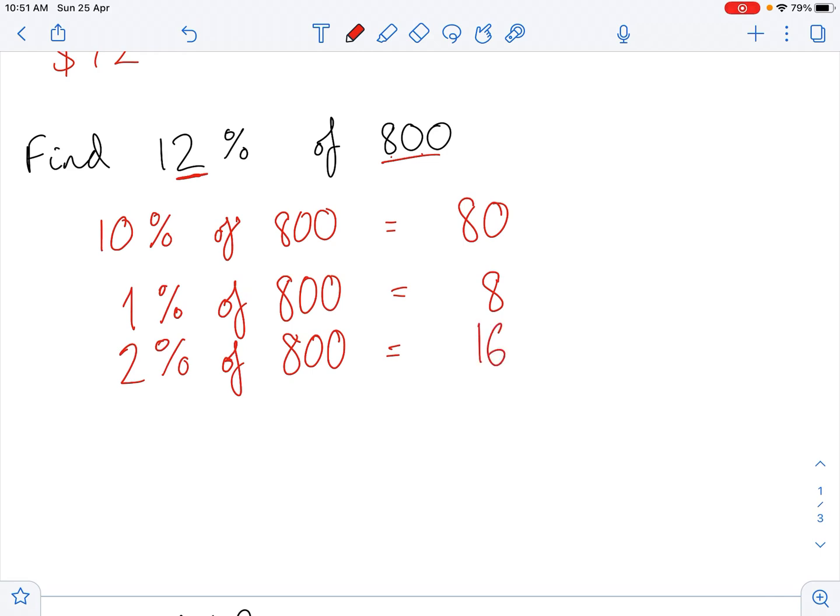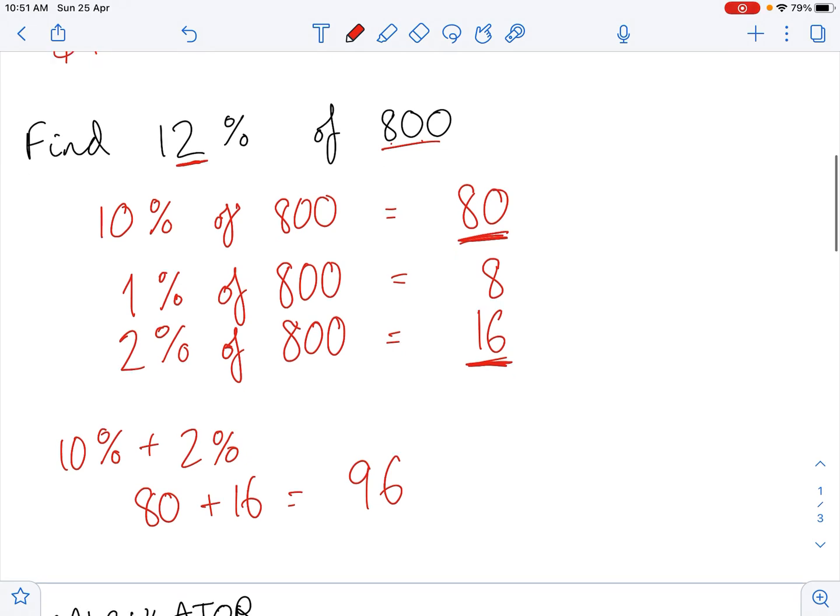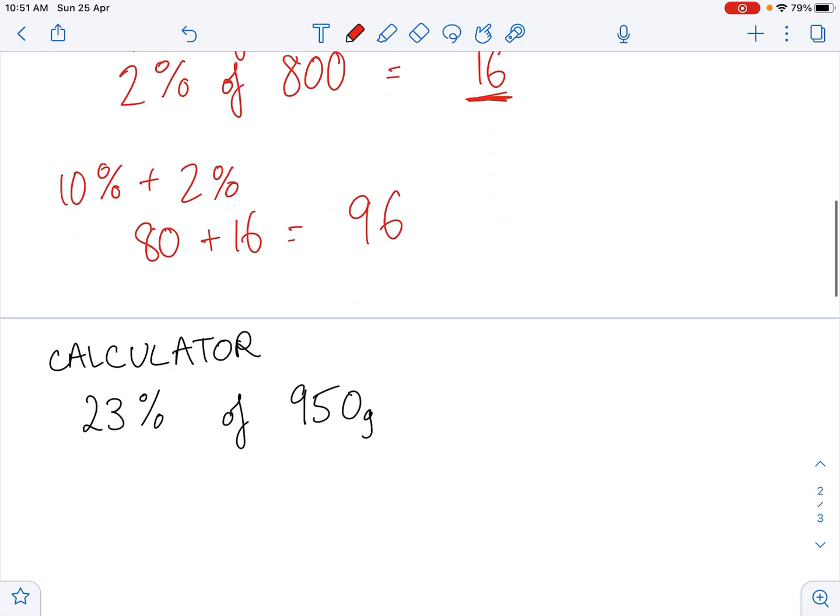Okay, to find 12%, I can do the 10% plus the 2%. So that's 80 plus 16. So 80 plus 16 is 96. So that's how I can find a percentage of an amount without a calculator. Let's now look at what we would type in a calculator.